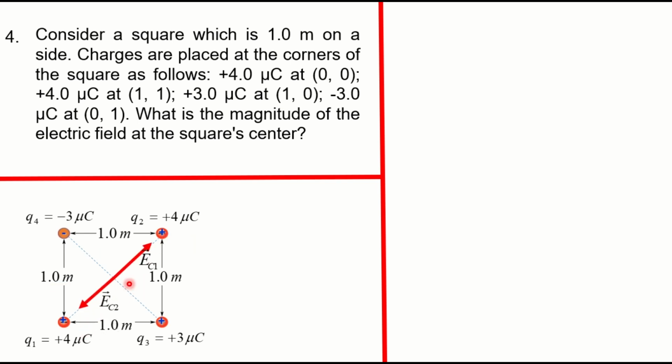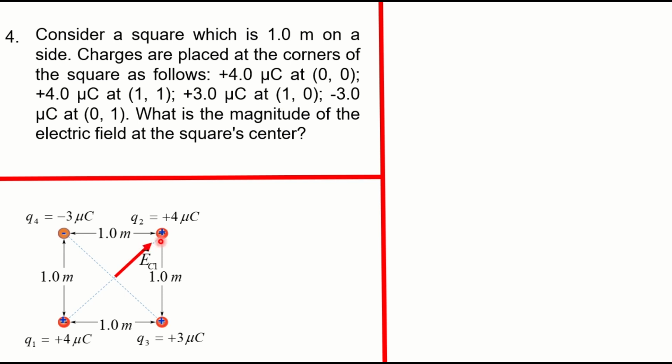Okay, so EC1, the electric field due to charge 1, will move out of charge 1, so it will move upwards. This first arrow is the electric field due to charge 1. It moves out from Q1 because it's a positive charge. Q2 is also a positive charge.